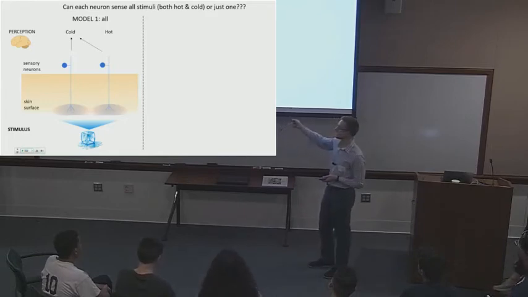Imagine this is the surface of your finger. This is the skin of your finger. It has two neurons. And then we touch a cube of ice, and we feel cold. So in this model, both these neurons get activated.